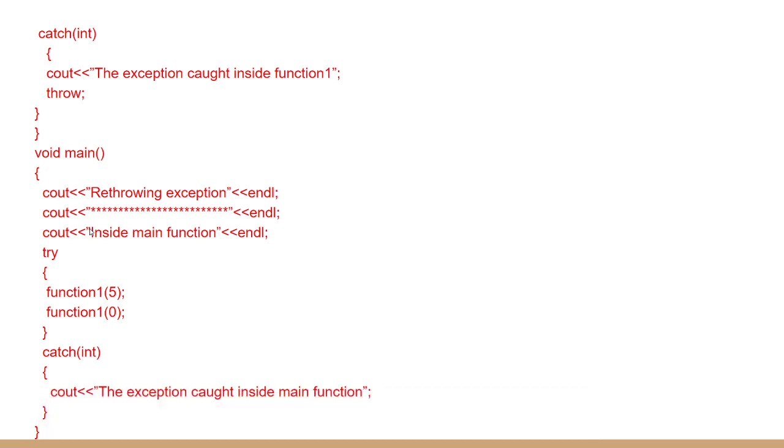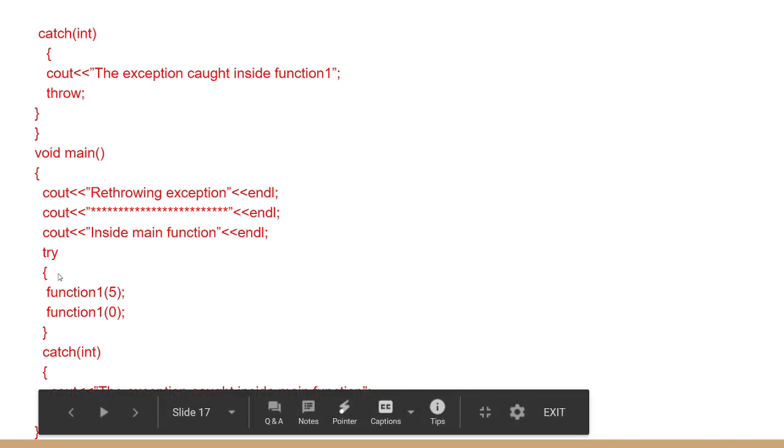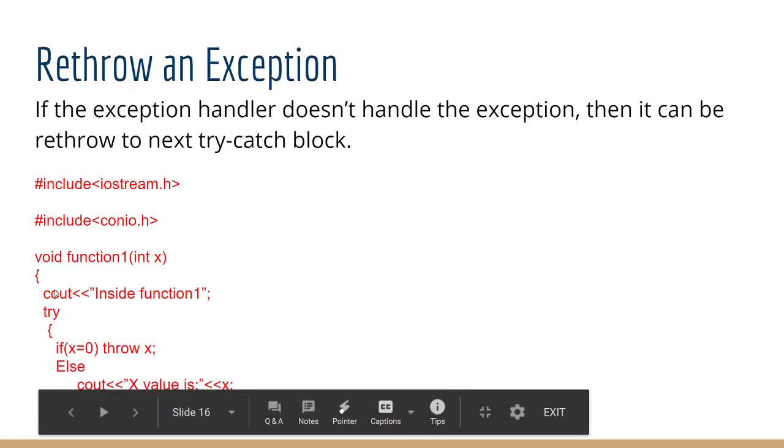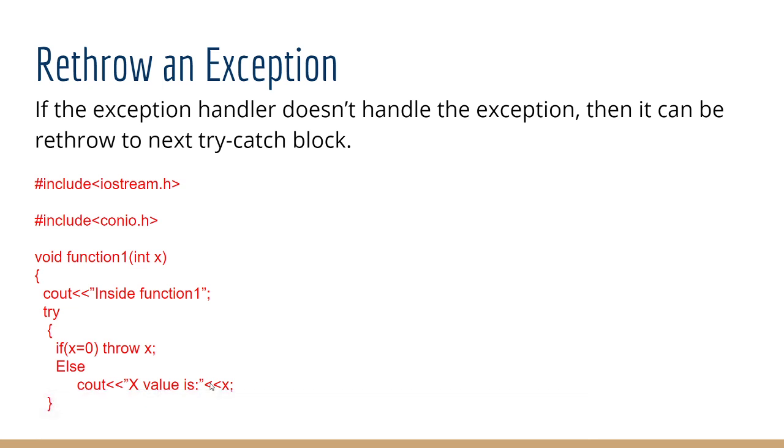First the void main will be executed. Within void main we are calling the function twice. When I call function 1 of 5, it goes to function 1. If x is not equal to 0, the else part will be executed. So the x value will be printed. So now no exception will be caught.